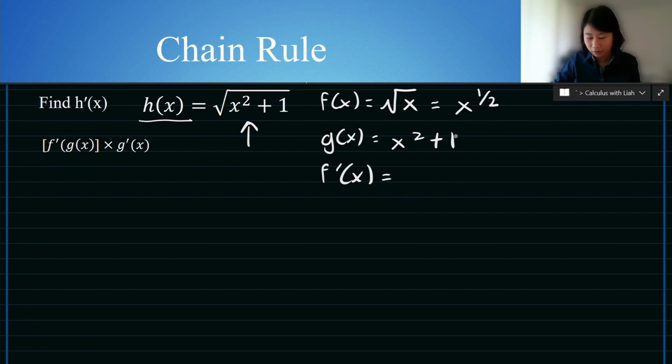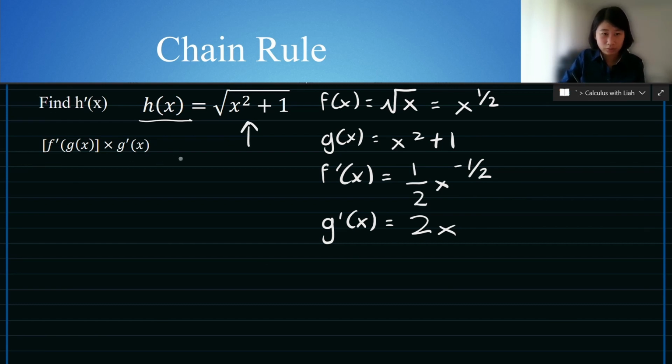And here, if we take the derivative of x to the 1/2, we get 1/2 x to the negative 1/2, which is the derivative of the outer function. Now we're going to take the derivative of the inner function, and so we will take the derivative of x squared plus 1, which is going to be 2x. Now let's use the chain rule formula.